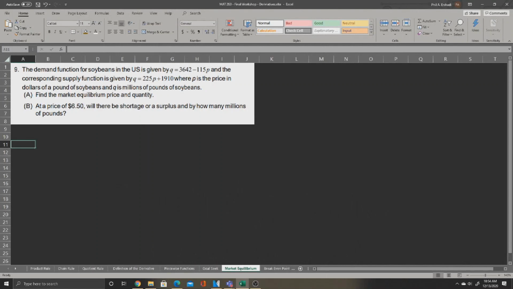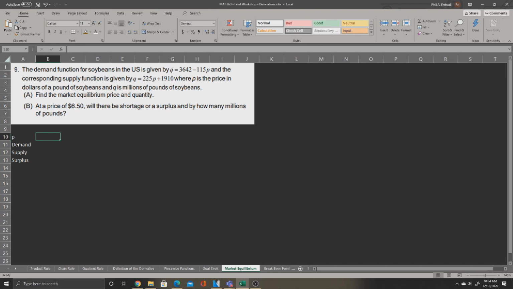Okay, for this problem, we're given a demand function for soybeans and then a supply function that goes with it, where P is price and Q is demand. And they're asking you to find market equilibrium, price, and quantity. So we're going to make an entry for price, an entry for demand, an entry for supply, and then an entry for surplus.